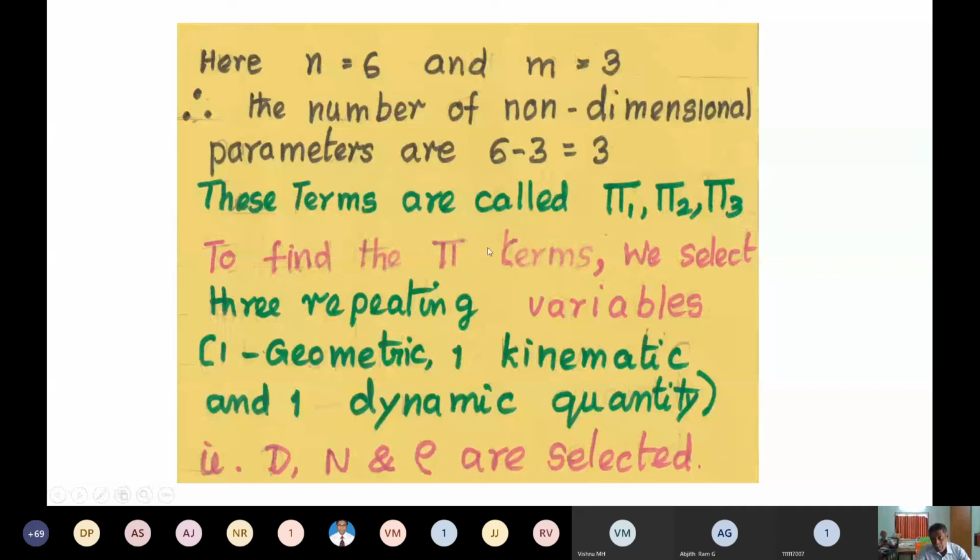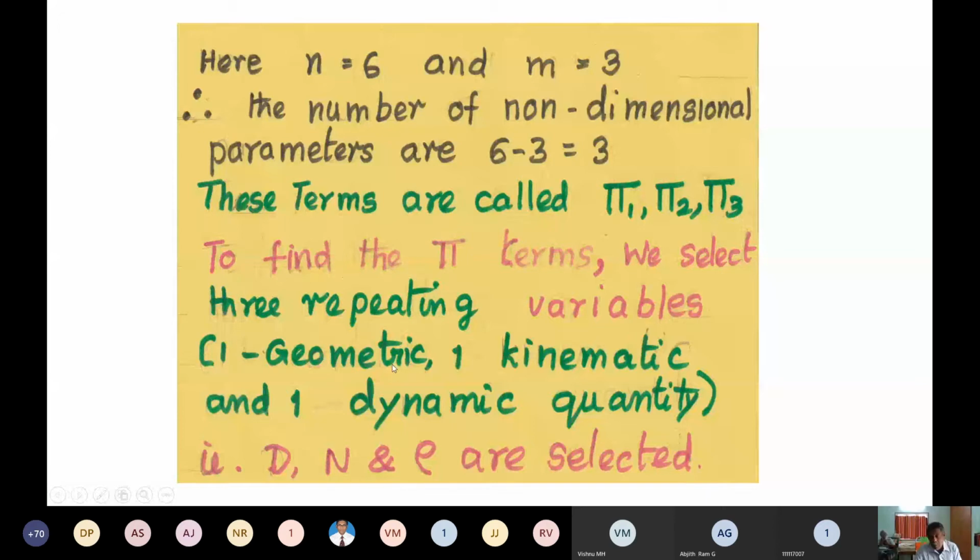To find the pi terms, we select 3 repeating variables. Say one of them is geometric, another is kinematic, and another is a dynamic quantity. So the diameter d, the speed of rotation n, and the density rho are selected as the repeating variables. Now, something about the parameters being classified into geometric, kinematic, and dynamic quantity.